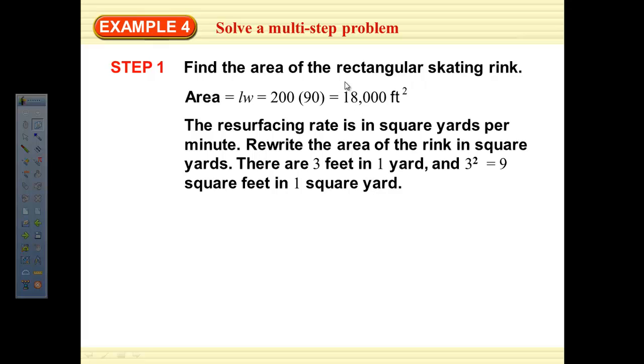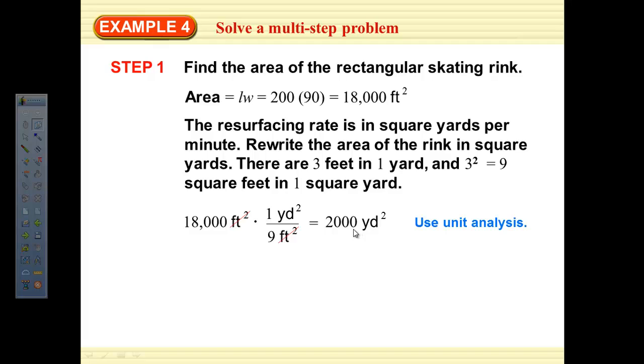Therefore, we're going to take this 18,000 square feet and multiply it by a fraction, which converts the square feet to square yards. And that would look something like this. Now, the reason why the square feet are on the bottom is so that it cancels with the square feet on the top. If we do that, we're left with square yards. So essentially, we're just dividing the 18,000 by 9, and we get 2,000 square yards.